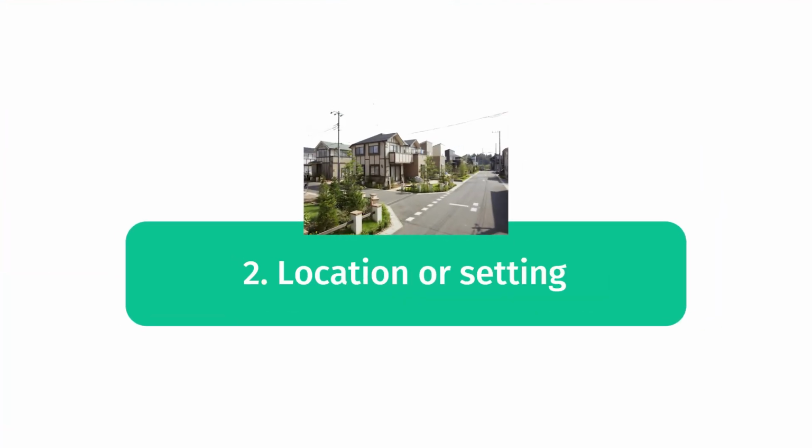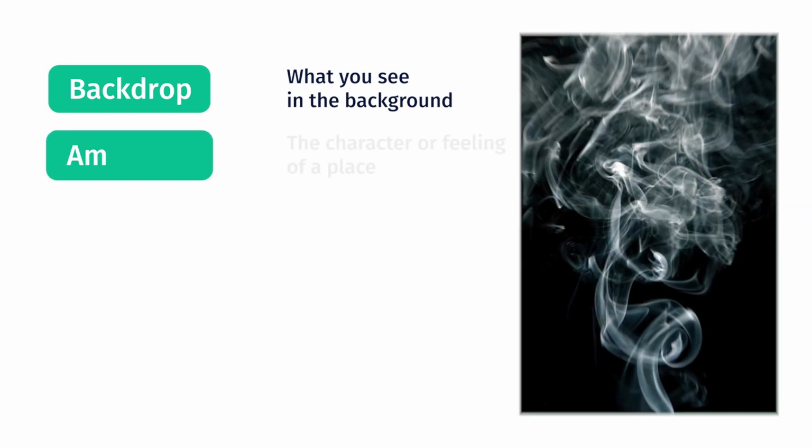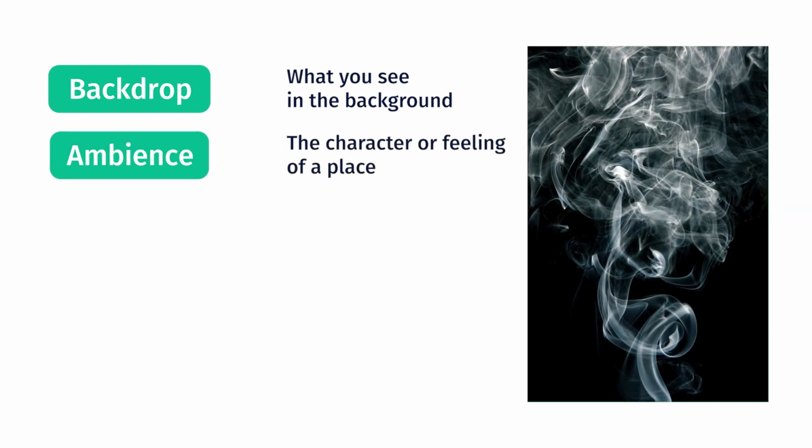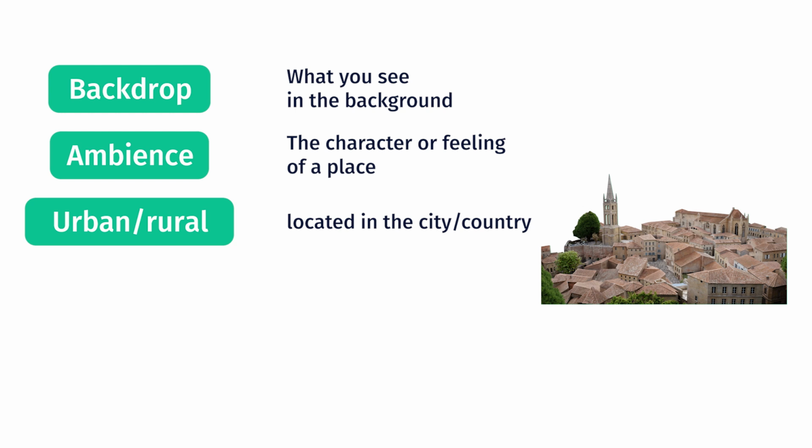Next, let's talk about the place that the photo is in, the photo's setting. Let's look at some vocabulary to talk about that. The first word is backdrop. So backdrop is like background. It's the things that you can see behind the main person or people in the photo. Then ambience. Ambience is the feeling that you get. Is it a busy place? Is it a calm place? Things like that. Then we have urban and rural. Urban means in a city, rural means in the countryside.